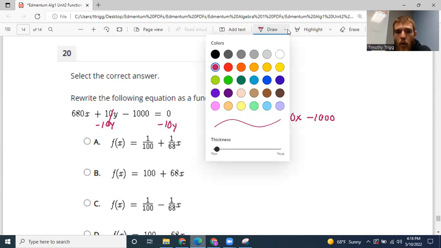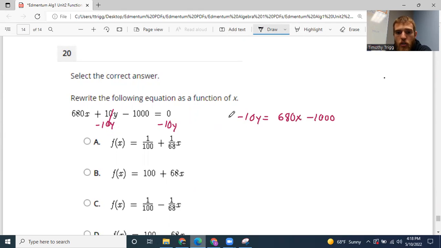Let's go ahead and solve for y here. So what we're going to do is just divide by negative 10. Y equals, positive divided by negative is negative 68, so negative 68x. Negative divided by negative is positive 100. And then just replace y with f of x.